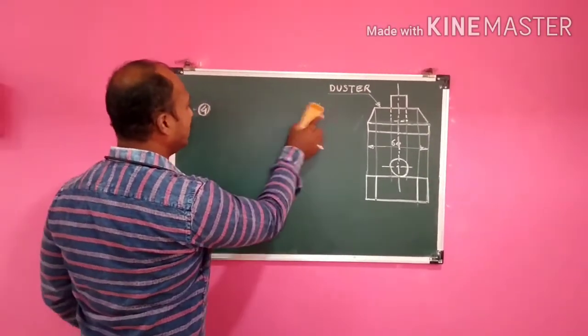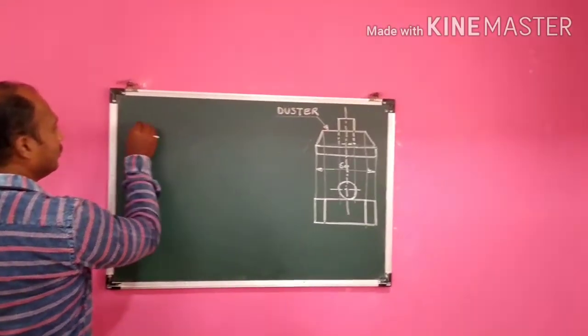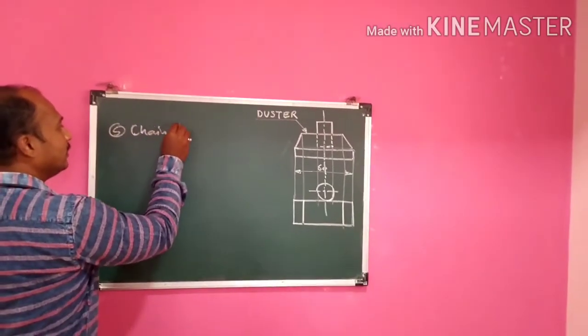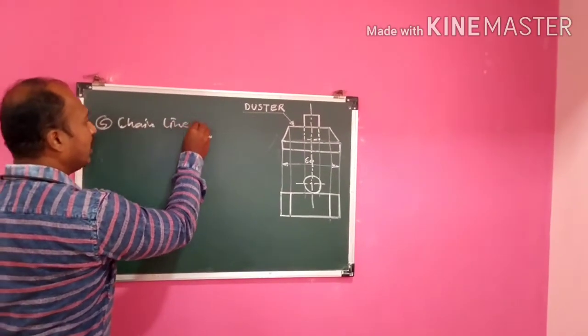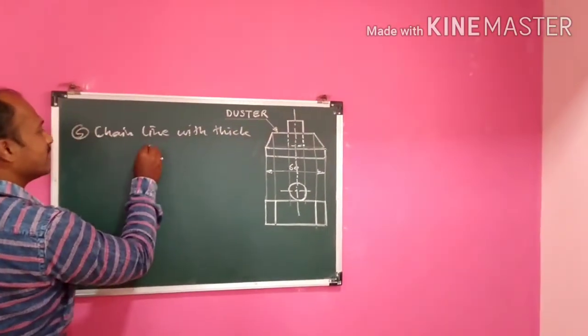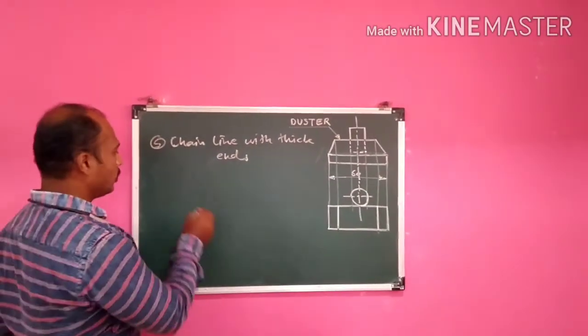Now the next line, the fifth type of line, is the chain line with thick ends. Chain line with thick ends. So how to draw this?